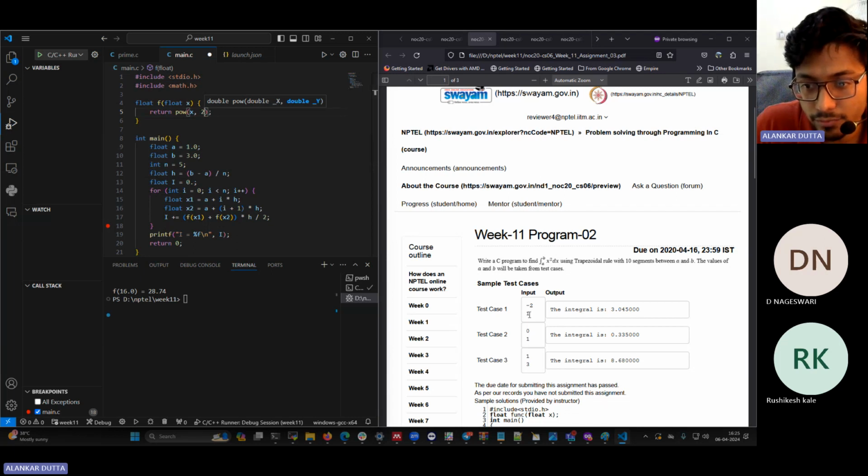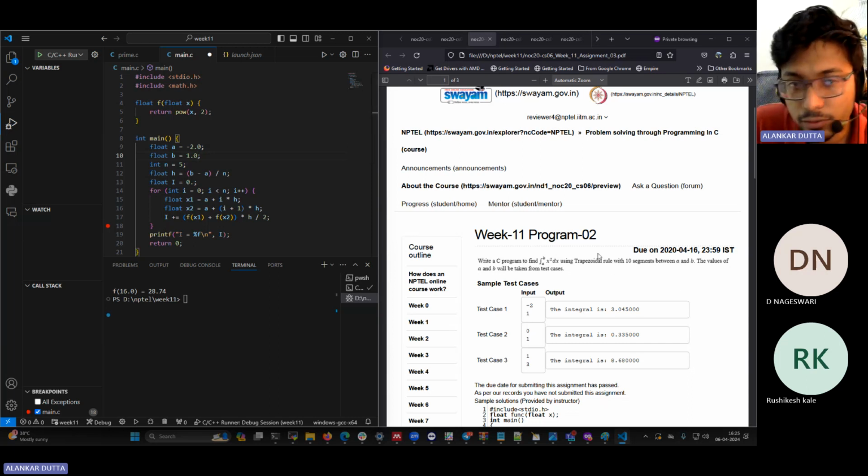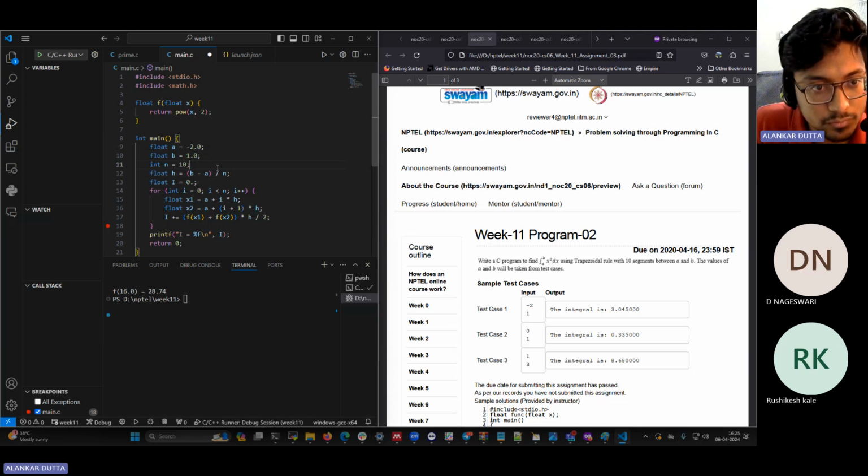So we'll be choosing a and b. a is minus 2, b is 1. You can also take these as inputs from the user, but for now I'm just keeping these things simple. And then you have 10 segments in here. So n is 10. That's all you want. And then h has been set. Your I is also set, and you just then print I, right?